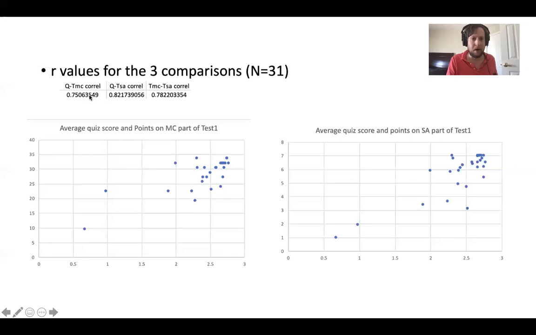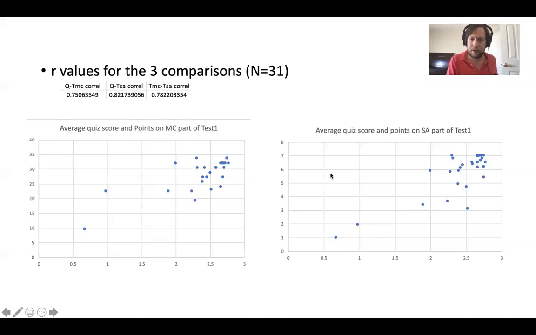And if you look, these are the R values. Q stands for average grade on the quizzes, and TMST stands for test multiple choice. This is the R value for the average quiz score correlated with scores on the multiple choice portion of the test. The R value was 0.75, so a strong positive correlation. The higher you scored on the quizzes, the higher you tended to score on the test.